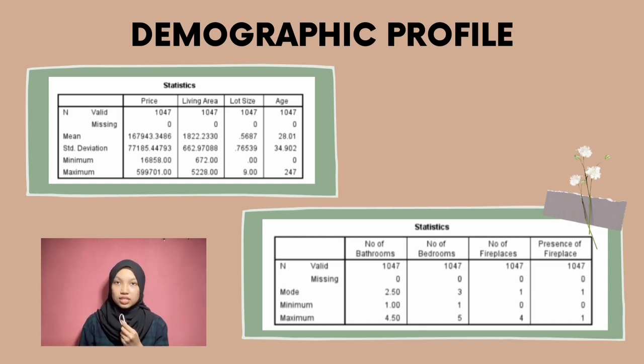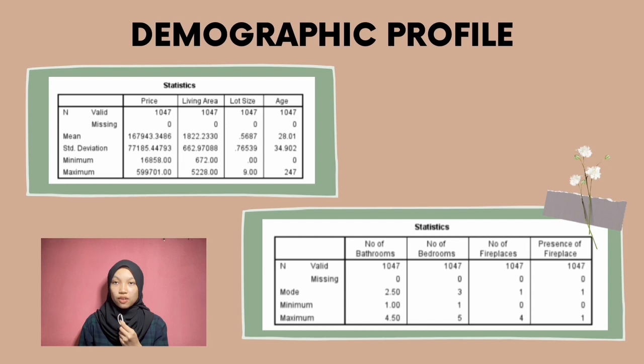The mean lot size is 0.5687 acre. The standard deviation is 0.7654 acre. The minimum is stated as 0, so it might be a typographical error and should be excluded as an outlier, and the maximum is 9 acres.